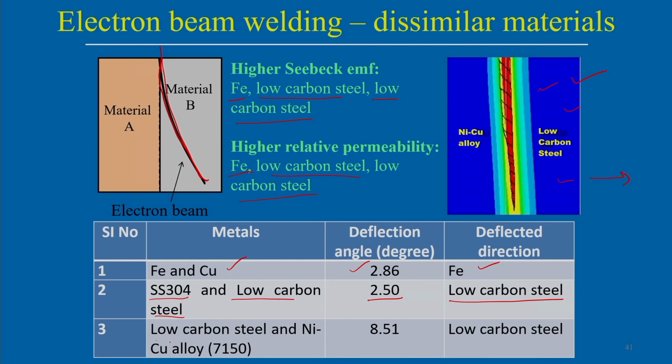Even for the combination of the low carbon steel and the nickel copper alloy, in this case the deflection angle can be around 8 degrees. So, it is much more, and in this case the beam gets deflected towards the low carbon steel. This way we can get some understanding of this Seebeck effect, and how it influences the joining of dissimilar materials in the electron beam welding process.